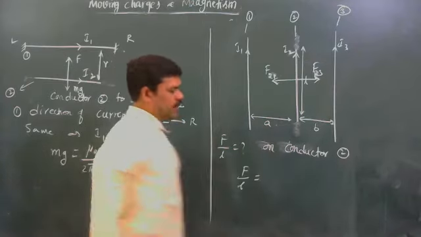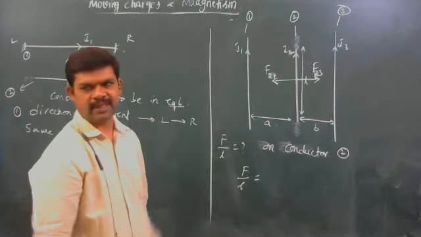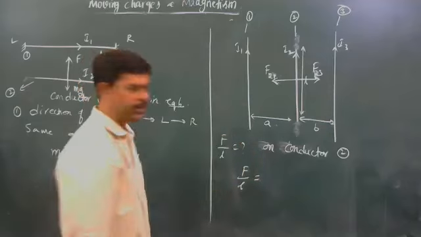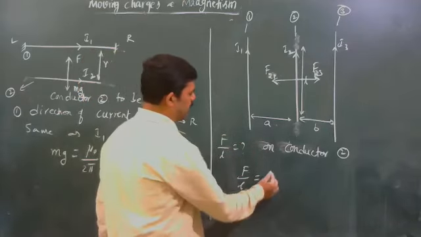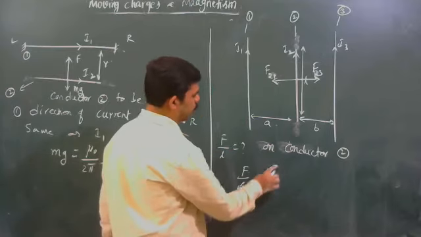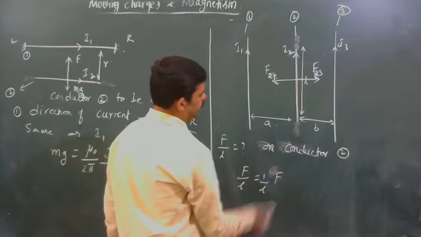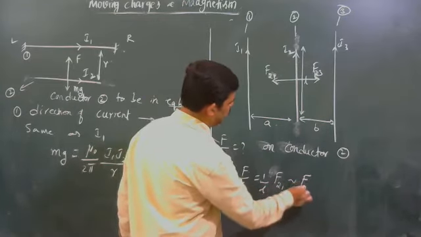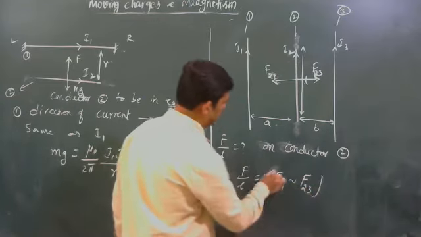If these distances are equal and the currents are equal, it is 0. If not, it is not 0. Then F by L is what? 1 by L into the difference of F21 and F23.